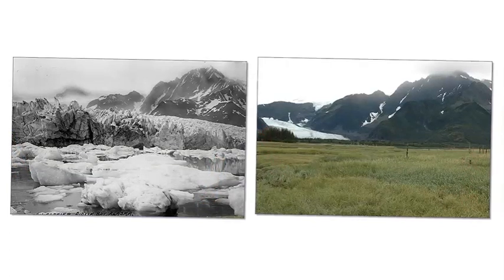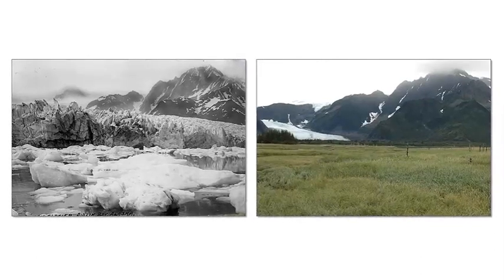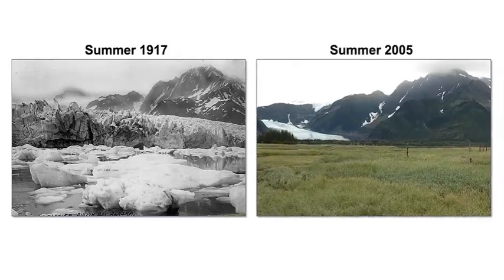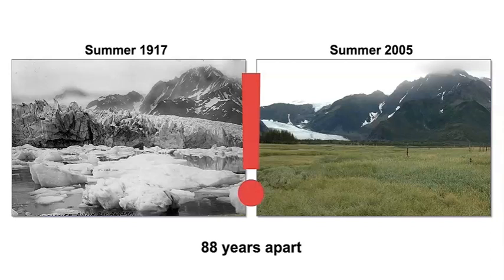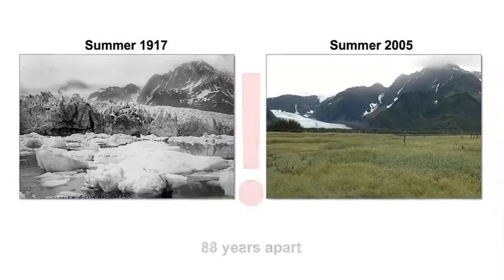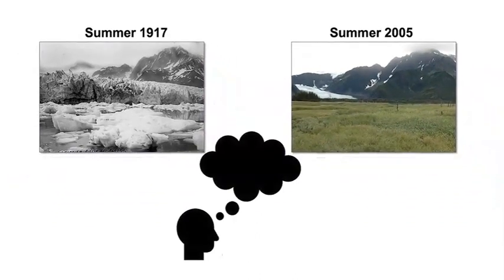Would you believe that these photographs were both taken at the same location in Alaska, but the first photograph was taken in the summer of 1917, and the second photograph was taken in the summer of 2005. That's 88 years apart. Isn't that incredible? Imagine someone who was born in this location in 1917. If they were still alive today, how might they describe how the environment has changed during their lifetime?